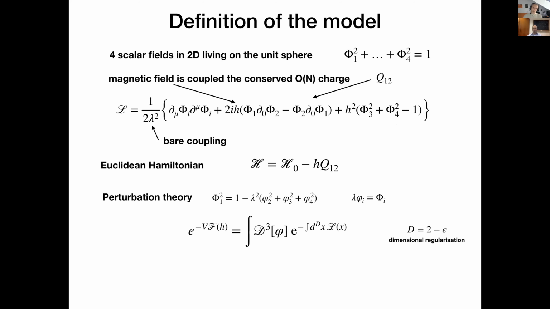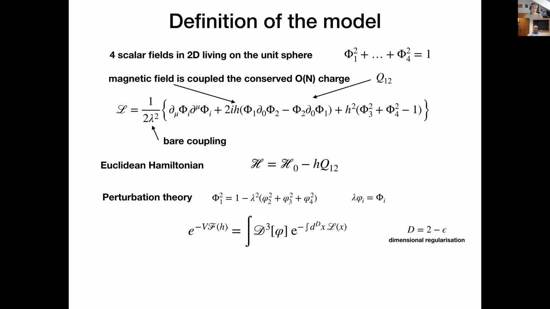And the way you do perturbative calculations, you express one of the scalar fields in terms of the other, and you assume they are very small, and then you do the path integral in these variables with this Lagrangian. And then, of course, this is divergent. So you do the calculation in this capital D dimension, and you use dimensional regularization. The result is proportional to volume, and what multiplies it is the free energy density.